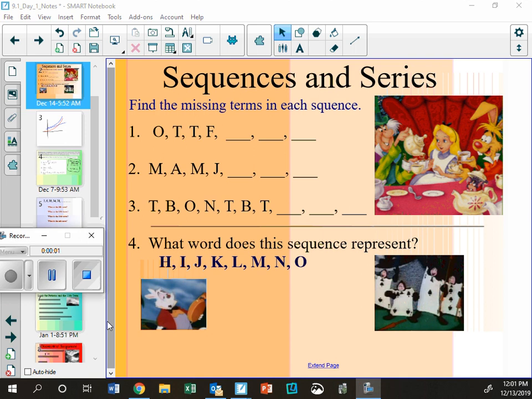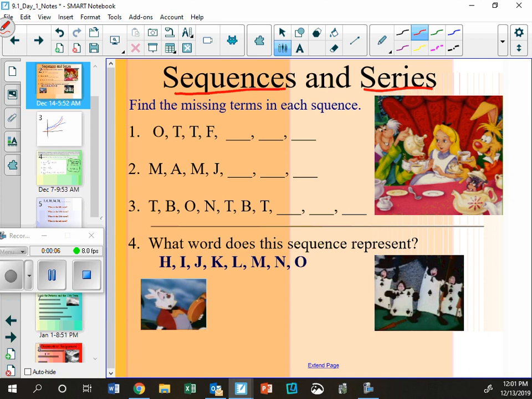Okay, for today, this is a sequence and series unit. What in the heck is the difference? Well, a sequence is something you've done before, and that's just like a list of numbers in a row.